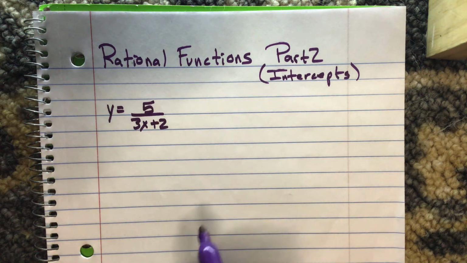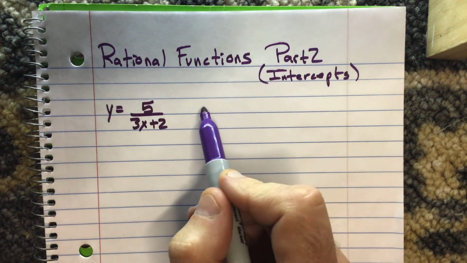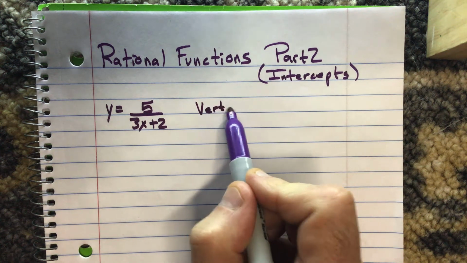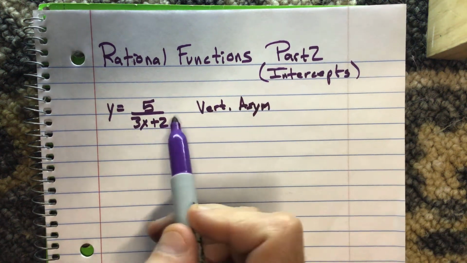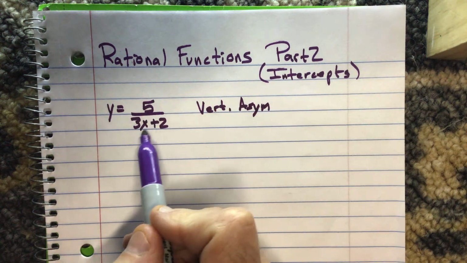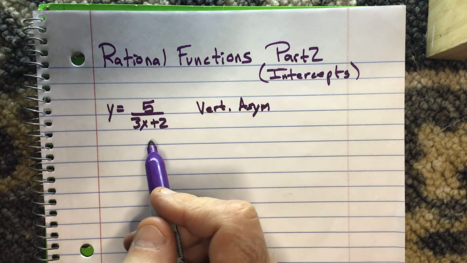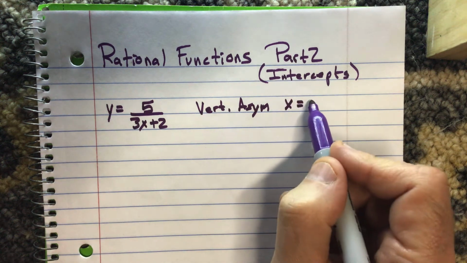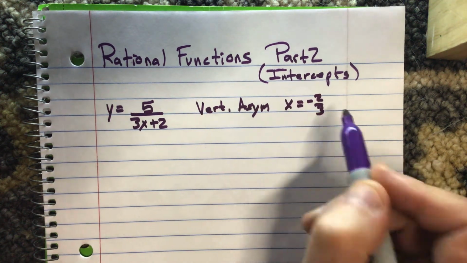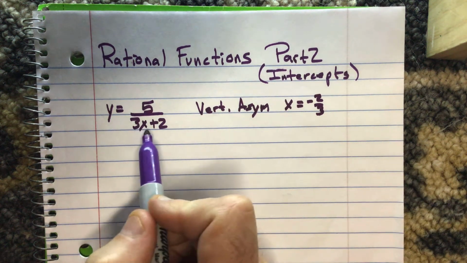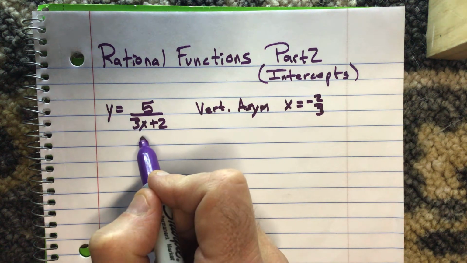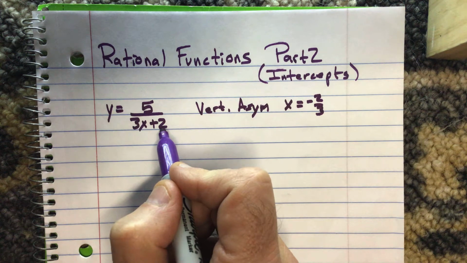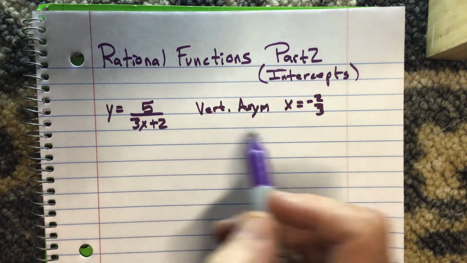So the first thing I want to look at is the vertical asymptote, which I talked about in the last video. That's where this function is undefined. So what value can I not plug in here? And so this particular one is x equals negative 2/3. Because if you plug in negative 2/3 here and you multiply, the 3's will cancel and you'll end up with negative 2 plus 2. And so there's a vertical asymptote there.